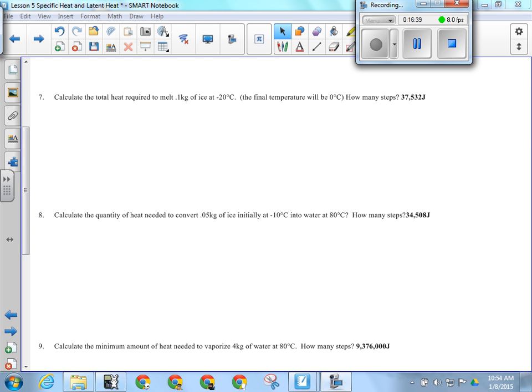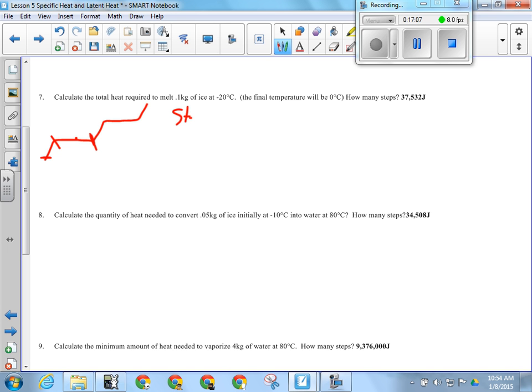All right, so for number 7, we want to find the total heat required to melt 1 kilogram of ice at minus 20. It says here the final temperature is going to be 0 degrees. So all we're doing is melting it. We're not heating the water after that. If I'm looking at my heating curve, I'm starting at minus 20, which is down here, and I'm ending here at 0 degrees Celsius. How many steps is that? 2. I got to heat the ice to 0, then I got to melt the ice.